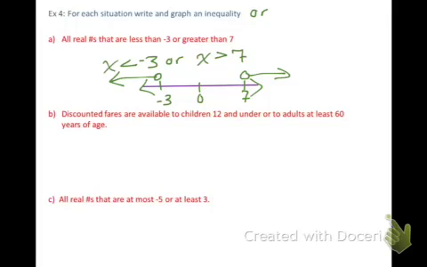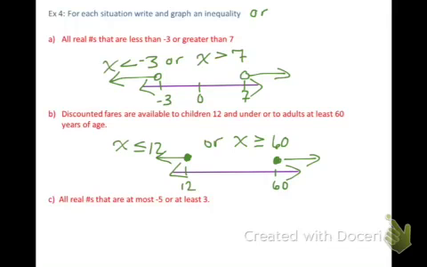So discount fares, x and x with "or" in between. Okay, discount fares are available to children 12 and under, so it's going to be less than or equal to 12, because it says 12 and under. Or adults at least, that means greater than or equal to, and then a 60. Now graph it. Alright, so I graphed it.